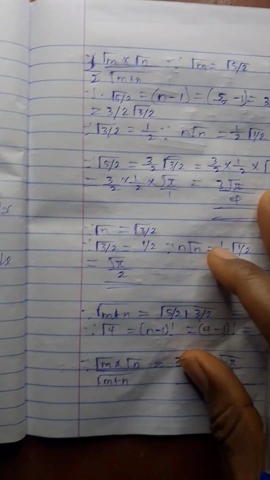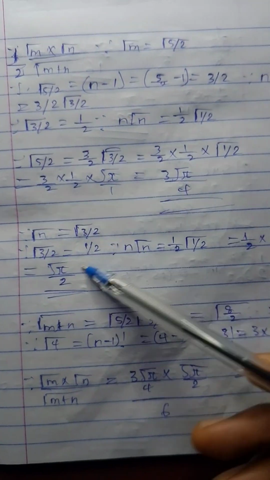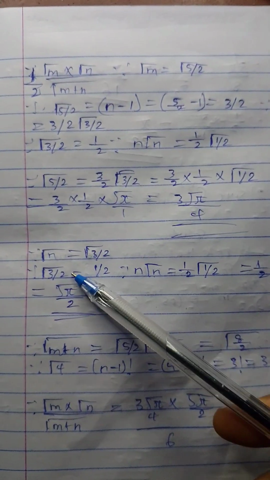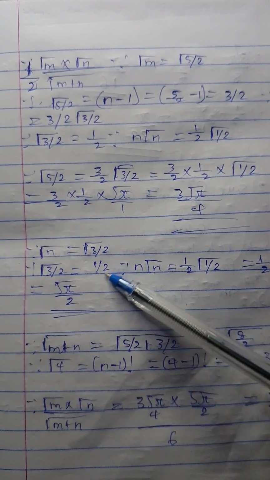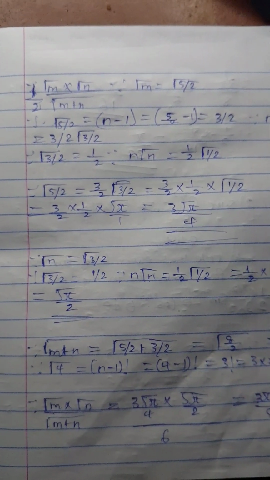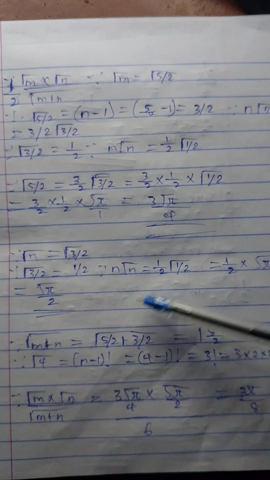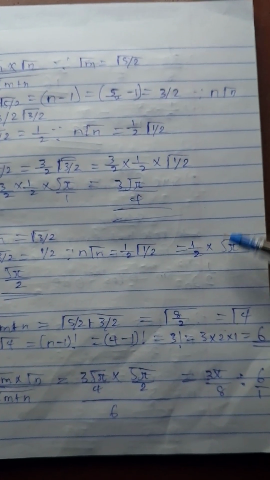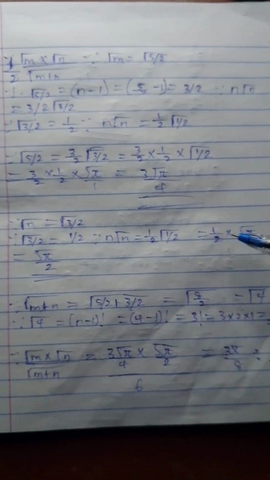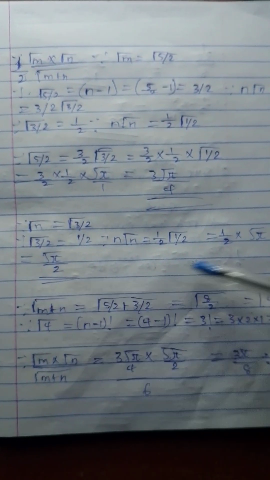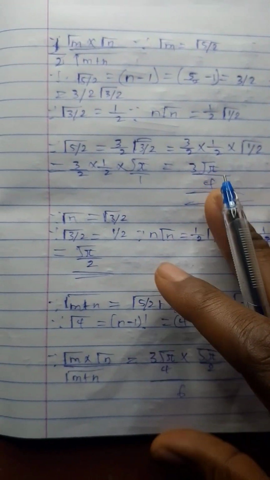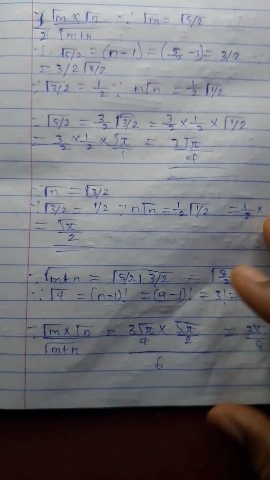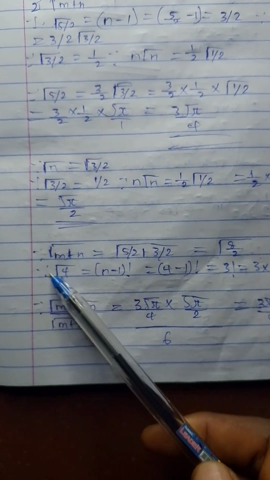So again, let's find gamma of n. Here n is 3 over 2. So gamma of n, use the same formula: 3 over 2 minus 1 is half. So we represent it in the form of n gamma n, which is half gamma half. Half times gamma half, and gamma half is square root of pi. So 1 times square root of pi is square root of pi over 2. So this is the answer for this.